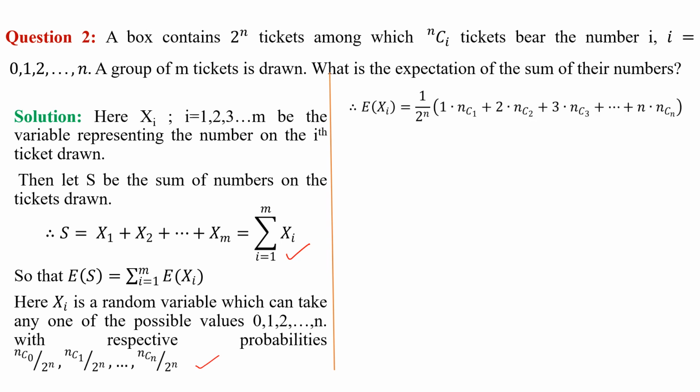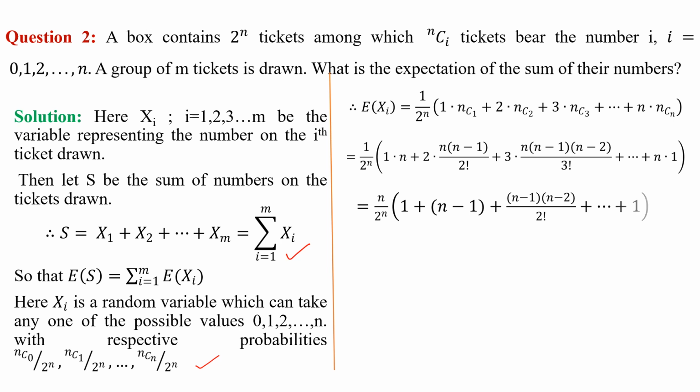Now we will calculate this expectation. So the expectation E(Xi) is 1 upon 2^n, which we have taken outside, times 1 into nC1 plus 2 into nC2 plus 3 into nC3 like that. It is the summation of x p(x) that we analyze here, where 1, 2, 3 are the numbers on the tickets up to n. So we get 1 upon 2 to the power n, and by taking n outside, it is 1 plus (n minus 1) plus (n minus 1)(n minus 2) upon 2 factorial and like that. So it will be n upon 2 to the power n, times (n minus 1)C0 plus up to this level.